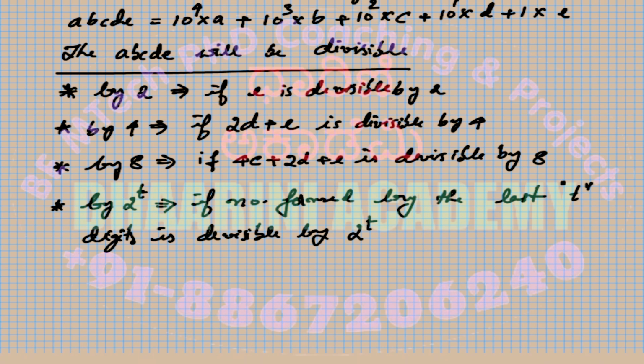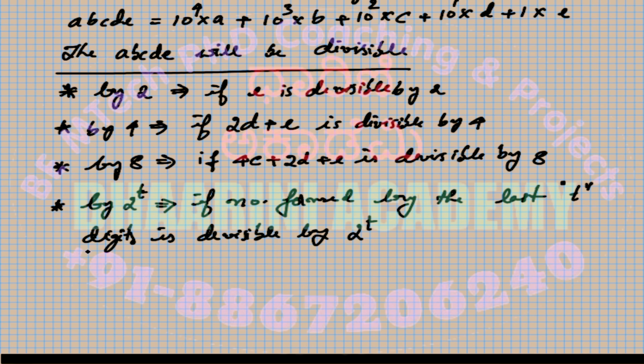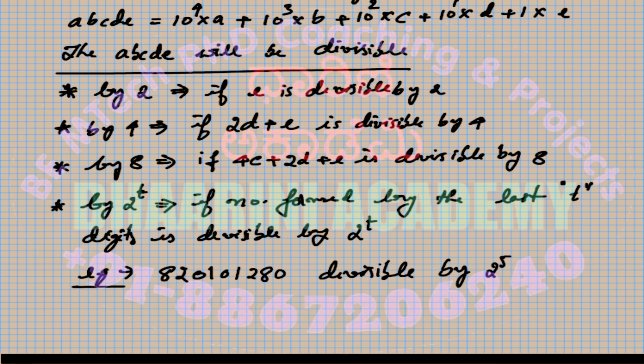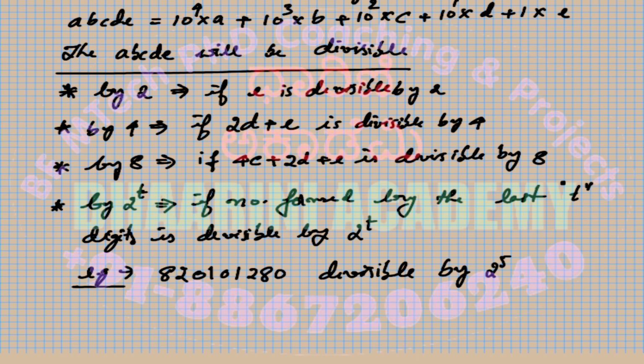For example, let me give an example for this most recent formula. In this case, it is not required to have only 5 digits. It is any number, say 82010 and 1280. So this is my number. I just want to check whether this is divisible by a number which is 2 to the 5. 2 to the 5 is 32. I want to check whether this number is divisible by 32.